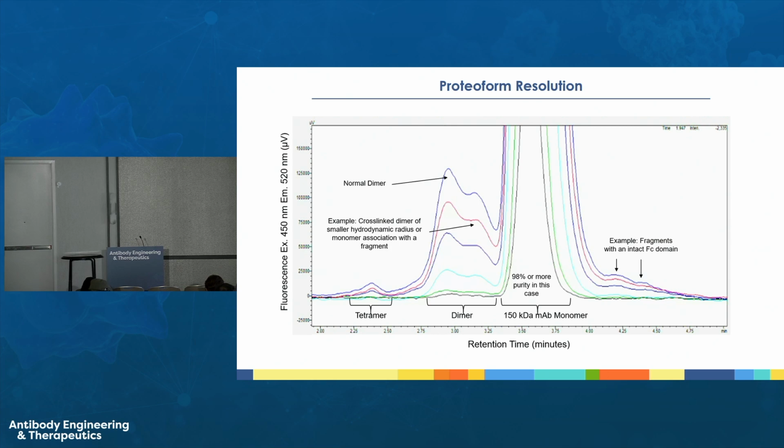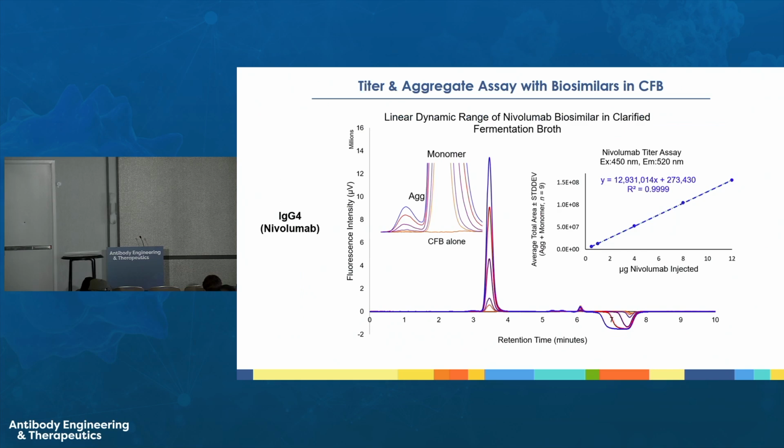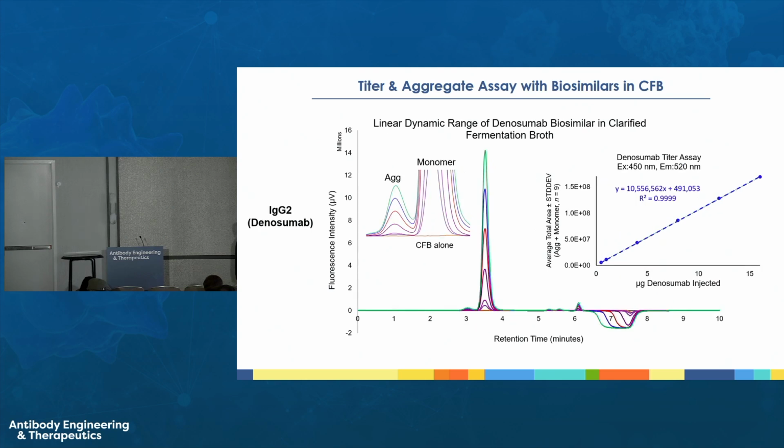And then again, this one I told you already. You can see that, this kind of thing people have reported in literature, and they say it could be a cross-linked dimer or a monomer association with a fragment. Different papers say it's different things depending on your mAb, I guess. We have done, it works with IgG1, that was IgG1 Rituximab, this is IgG4. Everything looks exactly the same. It works with Denosumab biosimilar, which is an IgG2.